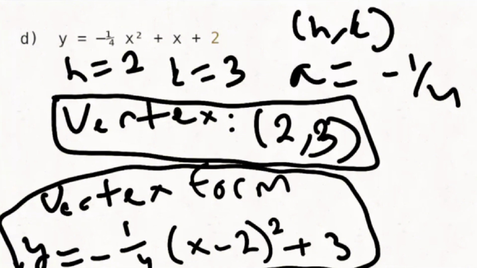So we got our final answers. The vertex is 2 comma 3, and the vertex form is -1/4 times x minus 2 squared plus 3. And those are our final answers.